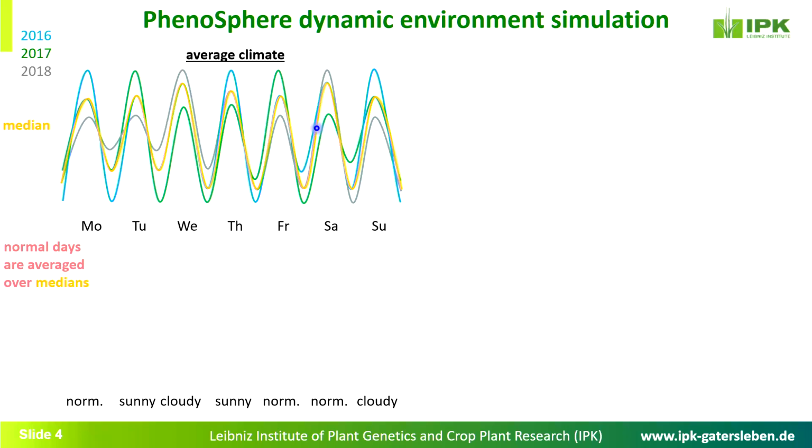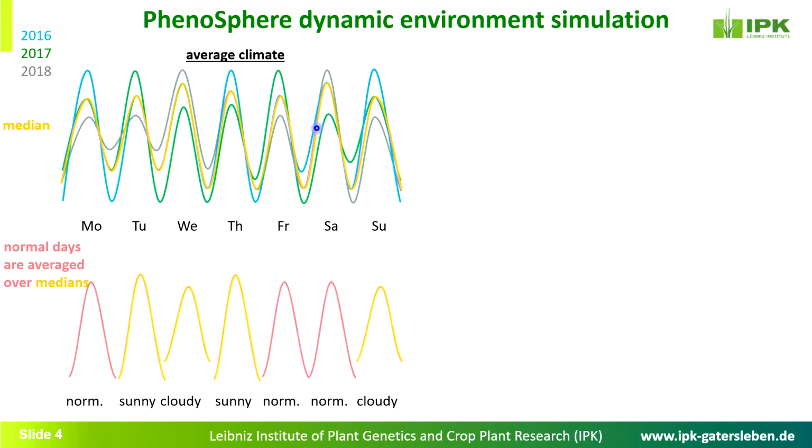And we can also then calculate the average over all these 7 median days, which we then refer to as normal days. And in the first experiment, we then distributed them over the course of a week with 3 normal days, 2 sunny and 2 cloudy days. And in each individual week, we replicated the same pattern, but obviously the day length was adapted and the temperature profile was adapted individually for each week.